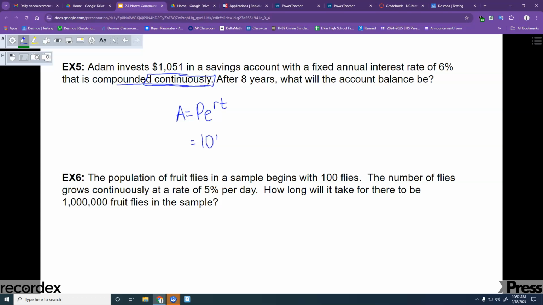All right, so we got 1051. E is a number, so we leave it there. R is your rate as a decimal. What's 6% as a decimal? 0.06, or just 0.06, either one. And then you'll have your T right here, or if we want to use an X so we can type it into Desmos, we can. And then 8 years, where's that get plugged in at? That's X. So X is going to equal 8.